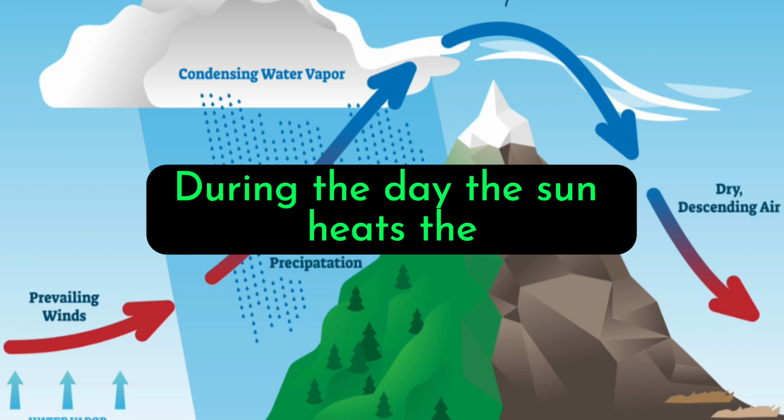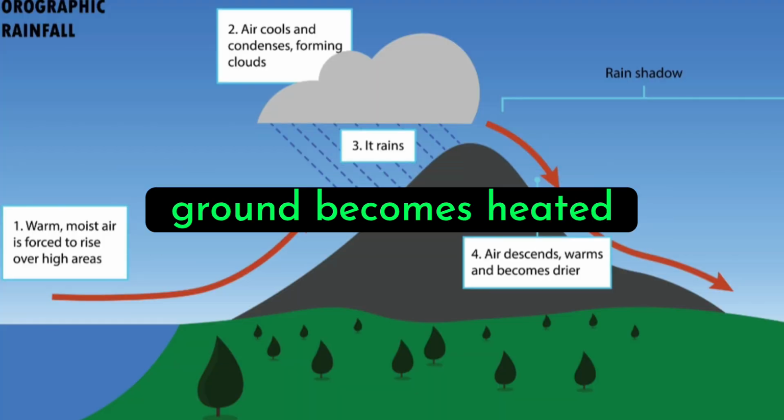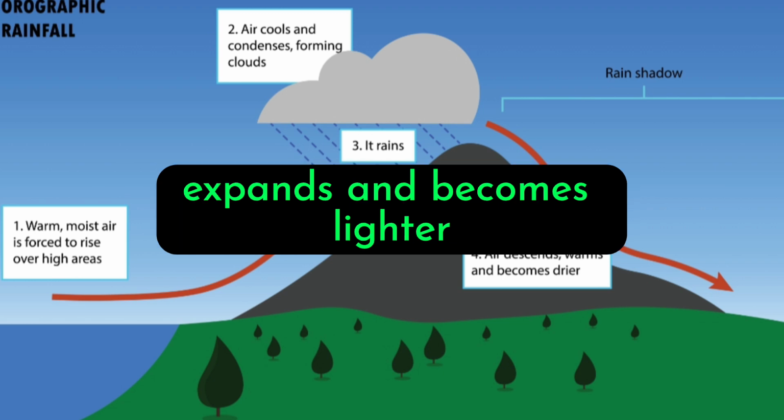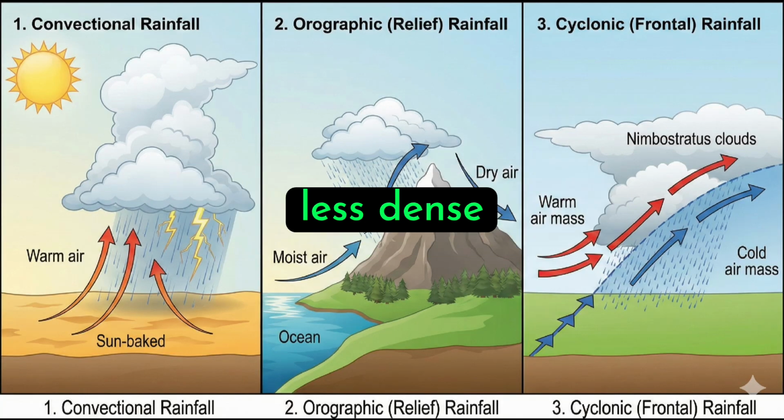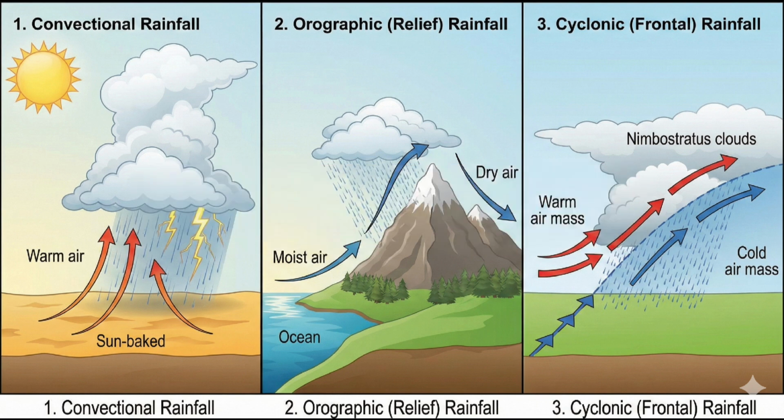During the day, the sun heats the Earth's surface intensely. The air in contact with the warm ground becomes heated, expands, and becomes lighter, less dense. Rising. This warm, light air rises rapidly in the form of convection currents.